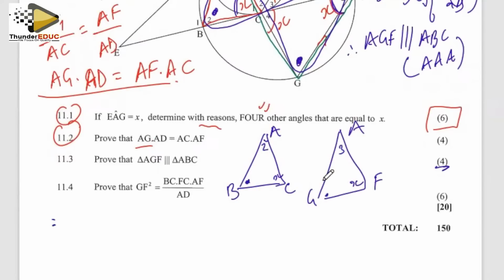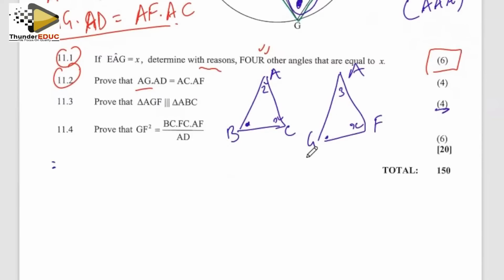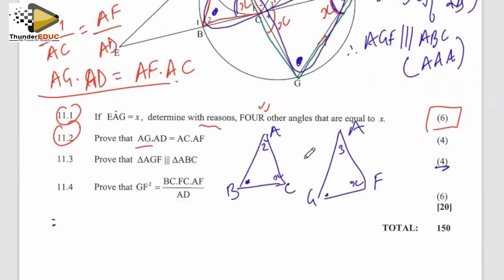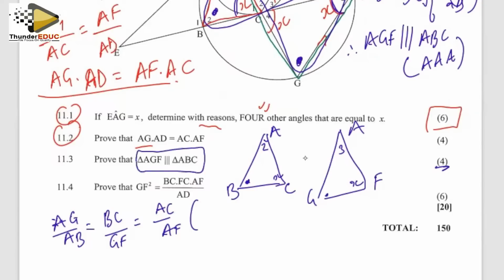All right, then let me compare the sides. So if I get the AB, should I start from there? Yeah, I'll say AB or AG. Let me start with the big one. So AG over AB should give me BC over GF, which must also be the same as AC over AF. Those sides are in proportion because these two triangles are similar.